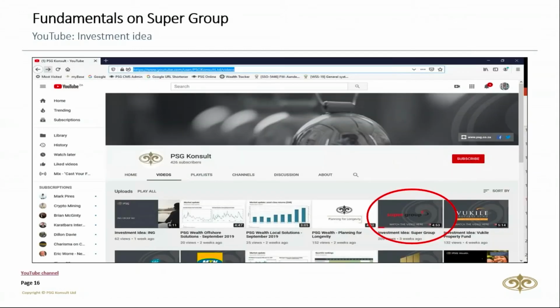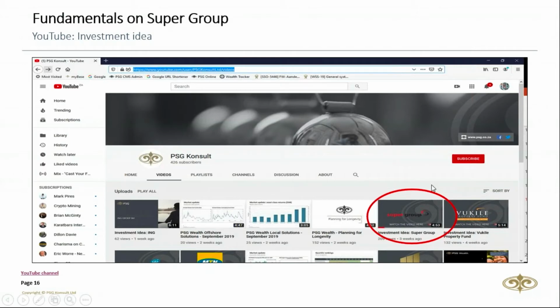Oh, sorry, I forgot to mention this. By the way, the reason I'm not going into too much detail is because on our website, before logging in, scroll right down to the bottom and you'll find a black section on the right-hand side called social media. Click on social media, it takes you through to our YouTube channel.